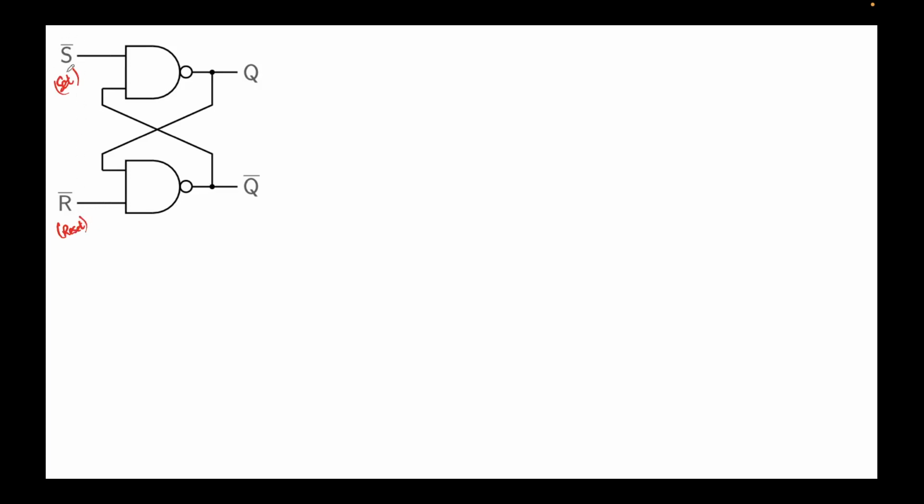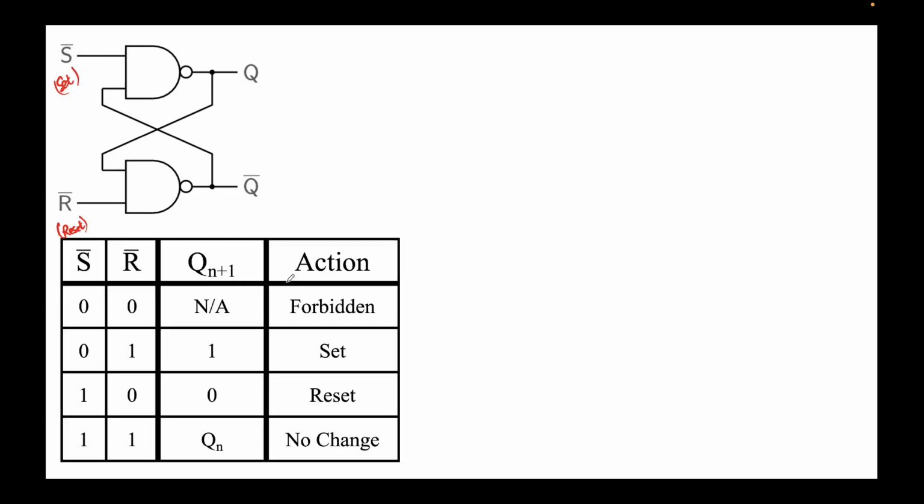Set and reset, and bar denotes the inversion. Okay, and this is the truth table for this particular circuit. So let's pause a bit here and try to analyze. Let's just take this one. This is the simplest to understand.